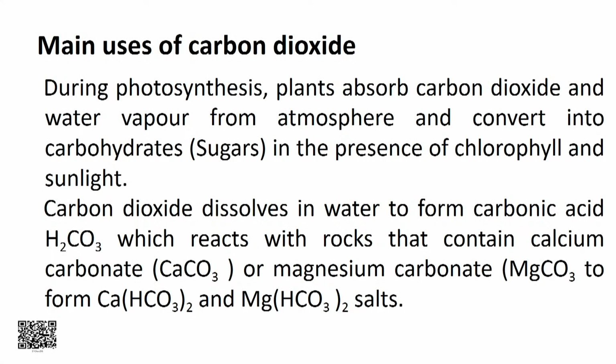So when we talk about the main uses of carbon dioxide, first, photosynthesis. During photosynthesis, plants absorb carbon dioxide and water vapor from the atmosphere and convert them into carbohydrates or sugars in the presence of chlorophyll and sunlight. Or we can say plants make their food with the help of carbon dioxide, water vapor, chlorophyll and sunlight.